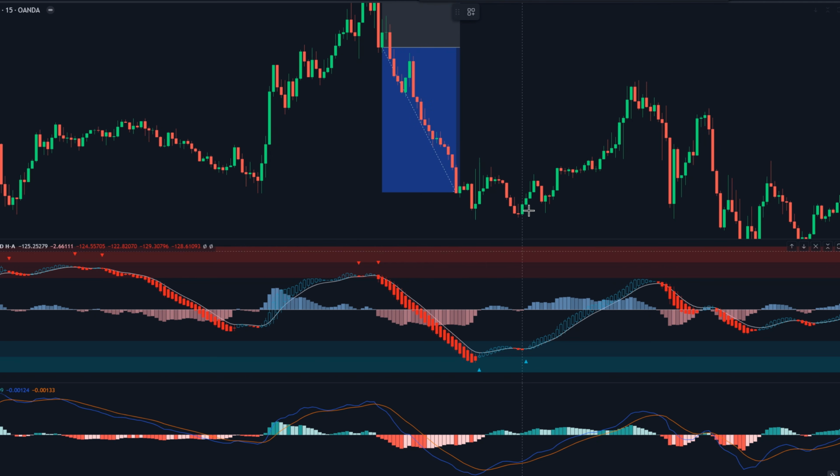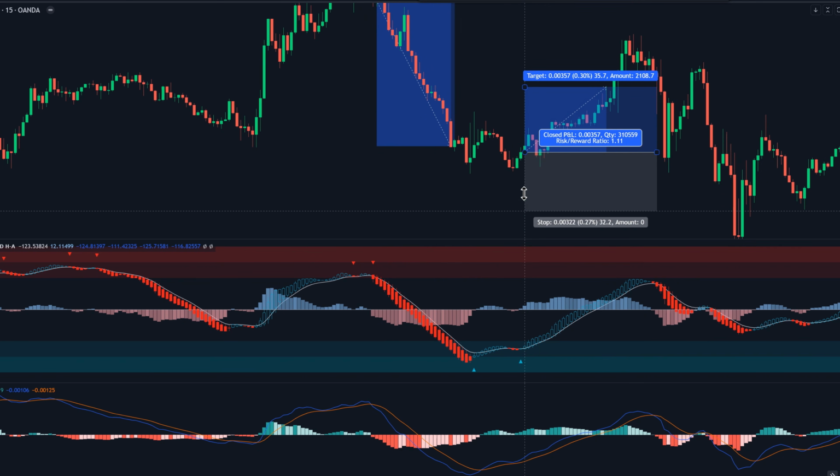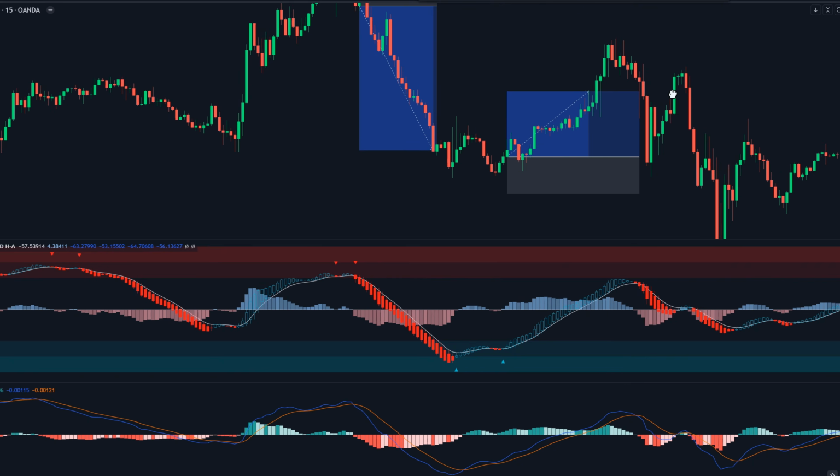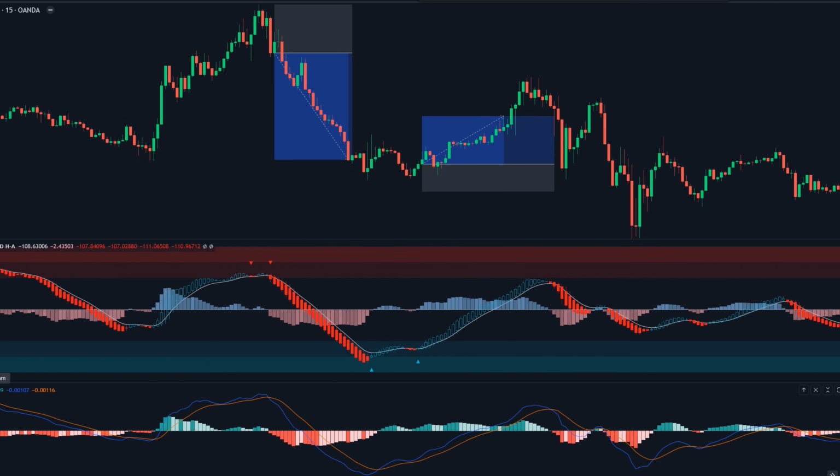If you were to enter a long position here, that trade would have been profitable. Next, we're going to access the settings of this indicator so we can customize it to our strategy.